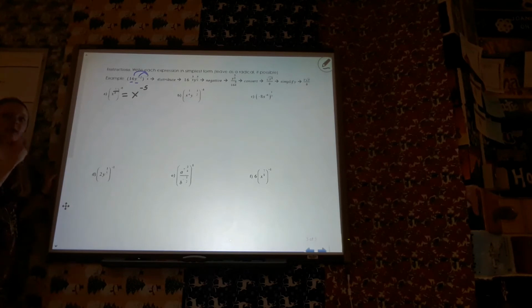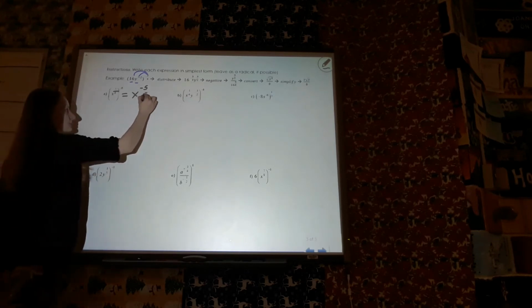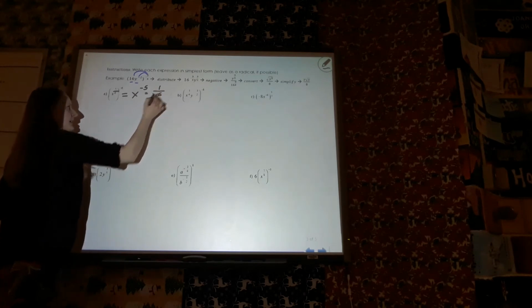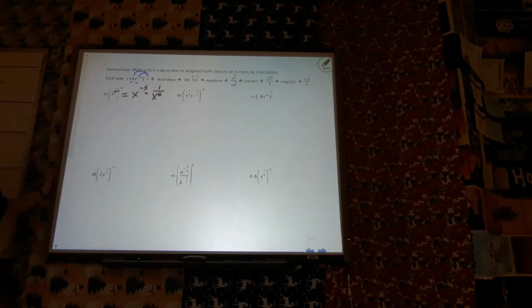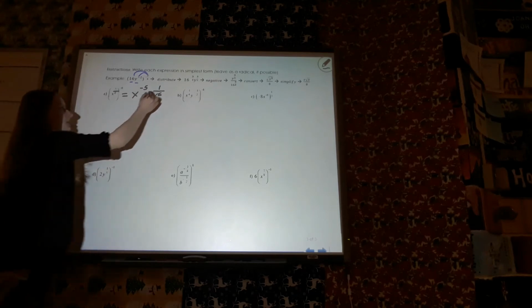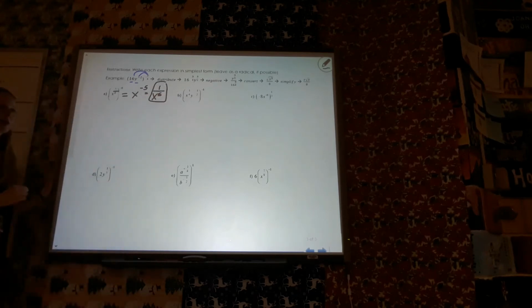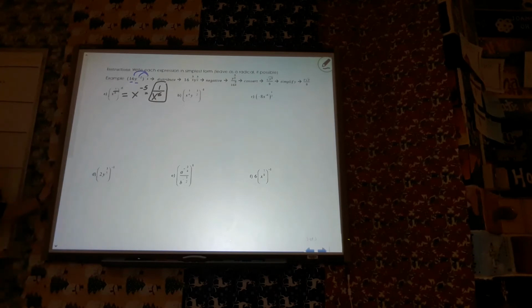Now, once we distribute, the next thing we do is take care of any negatives. Is there any way I can convert this into a radical? Does it have a fraction exponent? No. Then it's fine. That's it. Don't leave any fraction exponents. But this one wasn't a fraction, so you're fine.